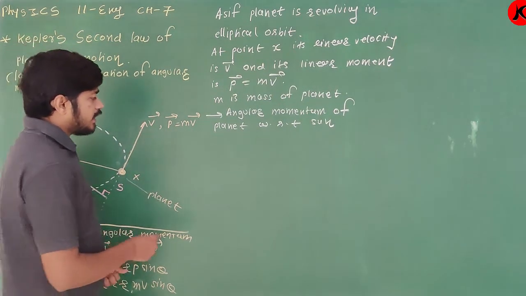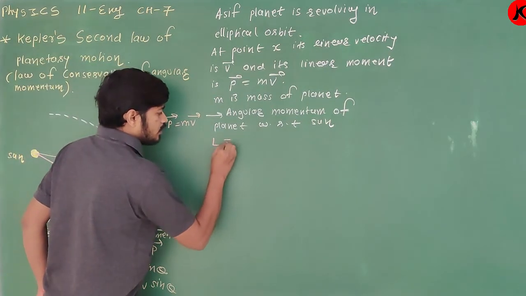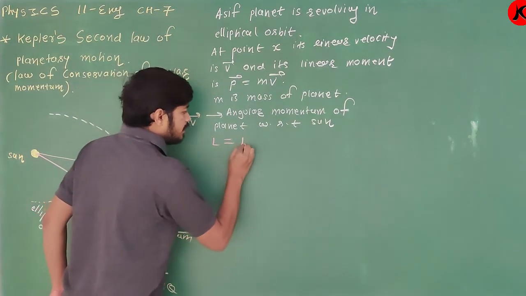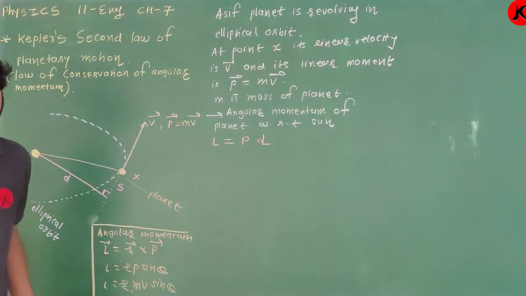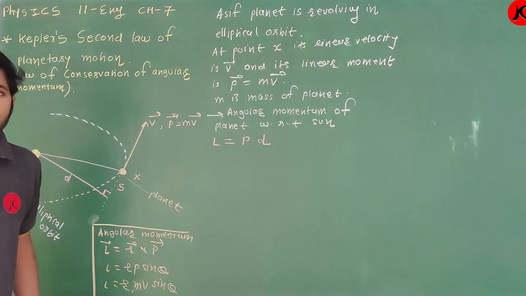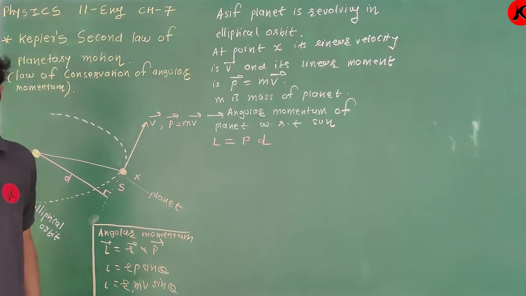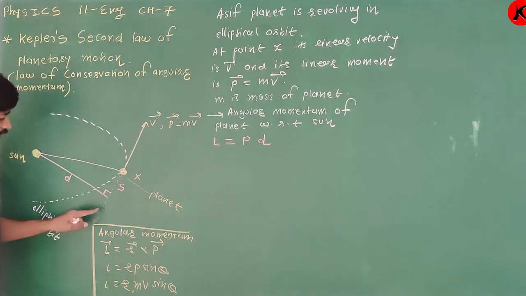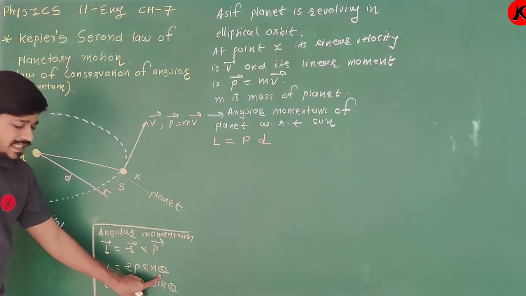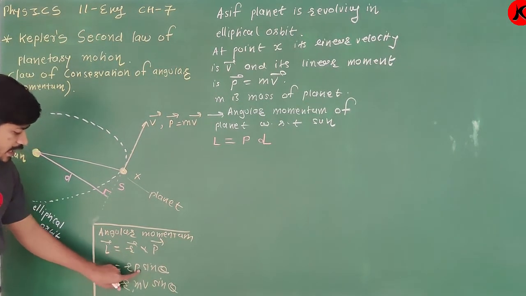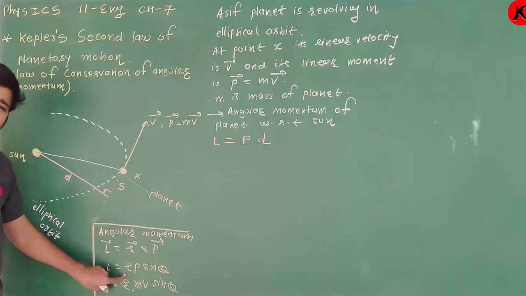Angular momentum of planet L is equal to linear momentum P into perpendicular distance D. Yes, I have considered perpendicular distance, which means the angle is equal to 90. Sin 90 is equal to 1, so that is RP, where P is linear momentum and R is distance.